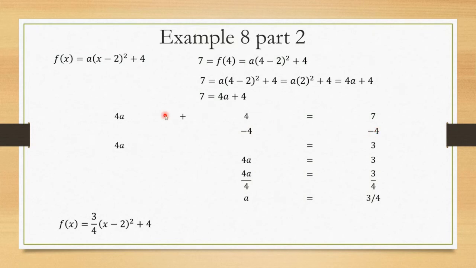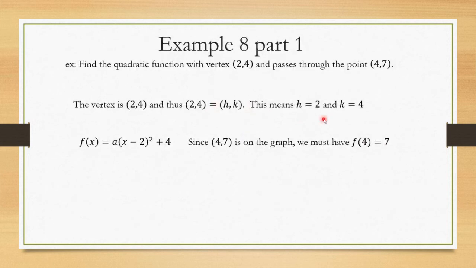I know I put 4a plus 4 on the left, but again, you could interchange both sides of the equation. That's what we did over here with h and k. Here we had 2 equals h, so h must equal 2. We interchange both sides of the equation. Same thing with k. 4 equals k, so k equals 4.